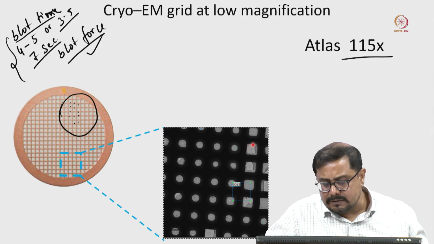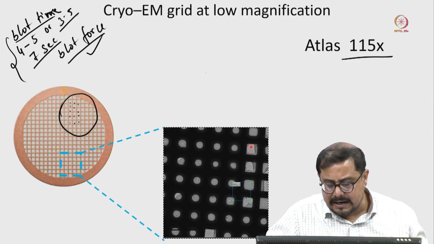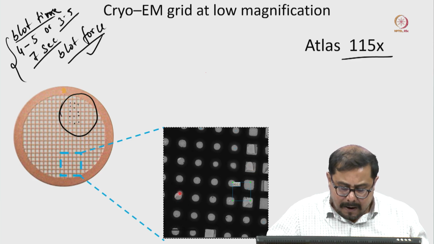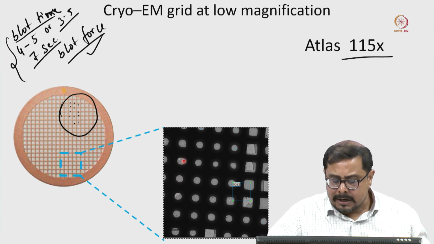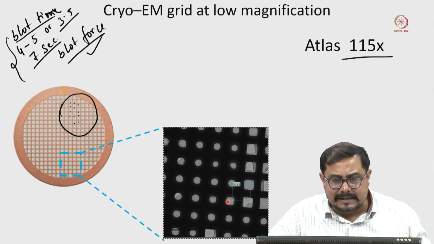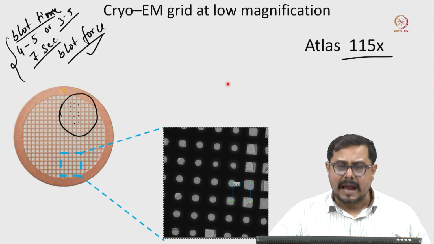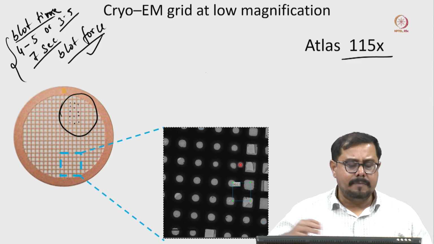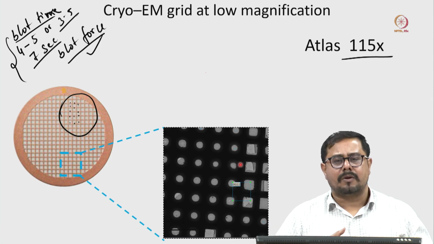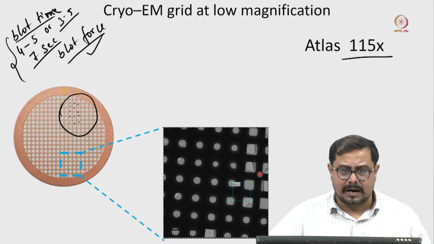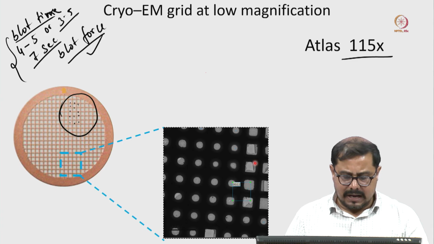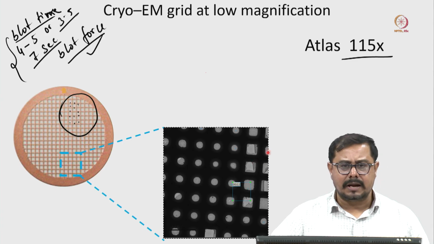But in this particular case you can see some black patches and the centered area is completely white. Here also you can see part of this area is damaged, or there is a crack in between. So there is a crack inside here also. So this is basically a handling issue. Those carbon layers are damaged, or maybe the grid was glow discharged for a very long time, which also damages those carbon layers. If you glow discharge a grid for a very long time, that may damage the outer layer of the grid.